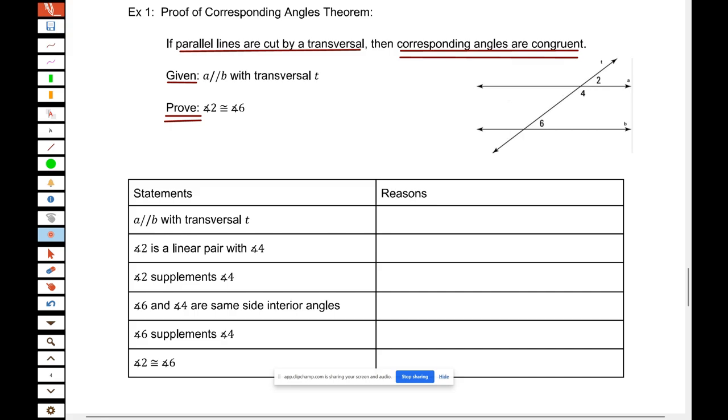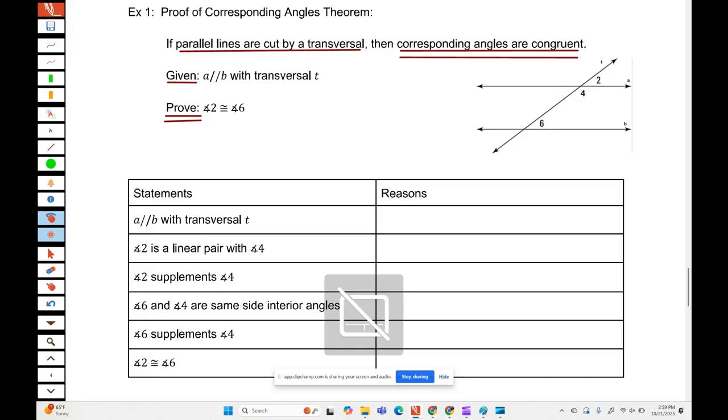And so it looks like I'm going to use 2 and 6. Okay, I recommend when you're doing a proof with angles, don't number all of the angles in the picture, just number the ones you're going to use and maybe as you need them. So our first step is always a given.